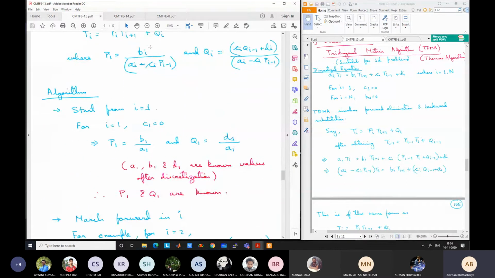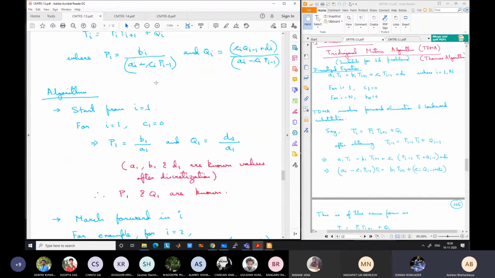So for i equal to 2, P2 will be equal to B2 by A2 minus C2 P1. And here B2, A2 and C2 are already known from the discretized equation, and P1 is also known. P1 was already calculated. Similarly, Q2 will be C2 Q1 plus D2 by A2 minus C2 P1. So Q1 and P1 are already calculated from the previous grid point. So we can calculate P2 and Q2. Okay. Is it clear to everyone?